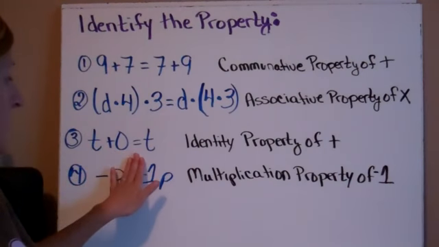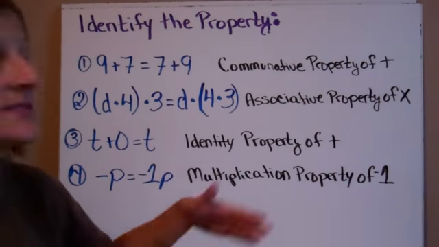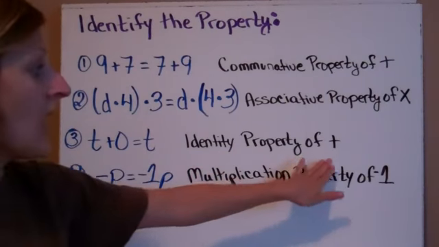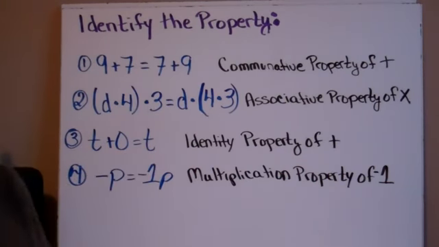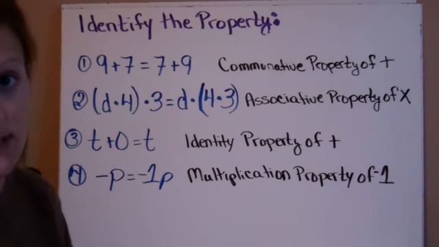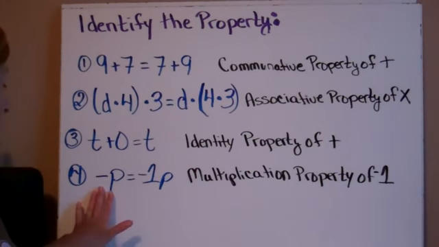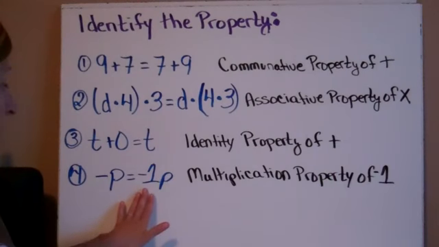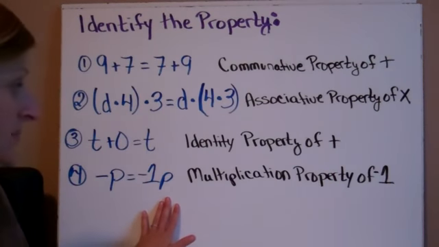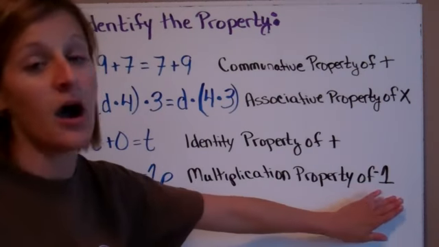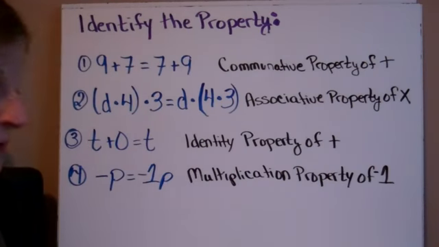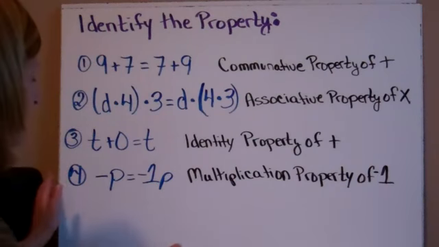Now t plus 0 equals t. Remember, this is the identity property of addition, because when you add 0 to something, you still have the same thing. It doesn't change its identity. Now the opposite of p equals the opposite of 1 times p. This is a way to describe the multiplication property of -1, the last property that we just talked about.